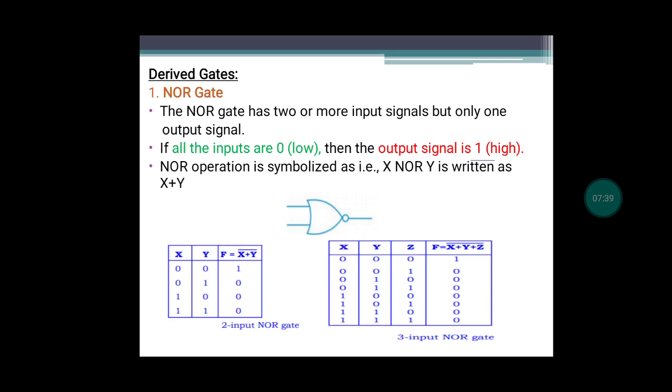Here a question can be asked: write the logic symbol for the NOR gate. You have to write the symbol. If they ask for a 2 input NOR gate, write the truth table which is on the left side. If they ask for a 3 input NOR gate, write the one on the right side. So what is the behavior of this gate? This gate has 2 or more input signals but produces only one output signal. If all the inputs are low, then only the output signal will be high. Otherwise, the output signal will be low. Yes, I hope this is clear.